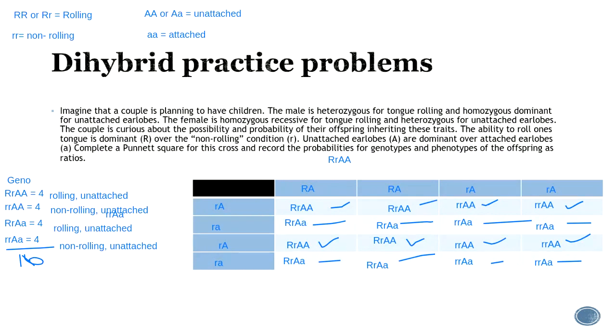From what I see, half of them fall in this category and half in this category. So let's type out our ratios. Our genotypic ratio is 4 to 4 to 4 to 4, or you can reduce it down to 1 to 1 to 1 to 1. And our phenotypic ratio, adding them up together, is 8 to 8, or you can reduce it down to 1 to 1.